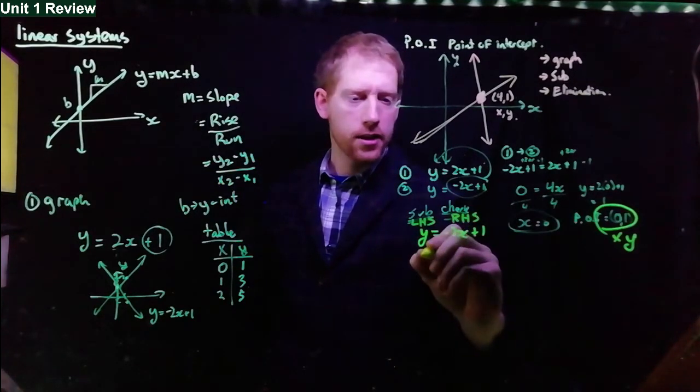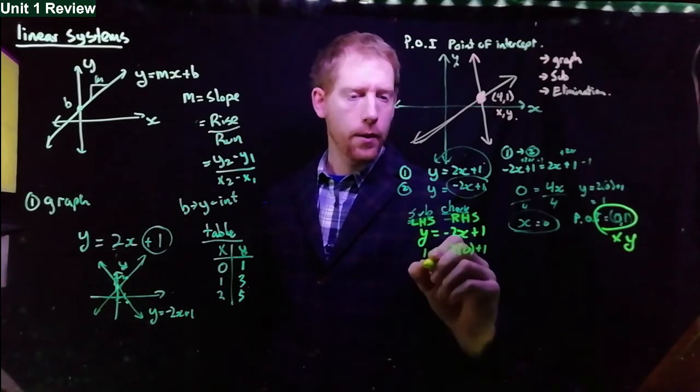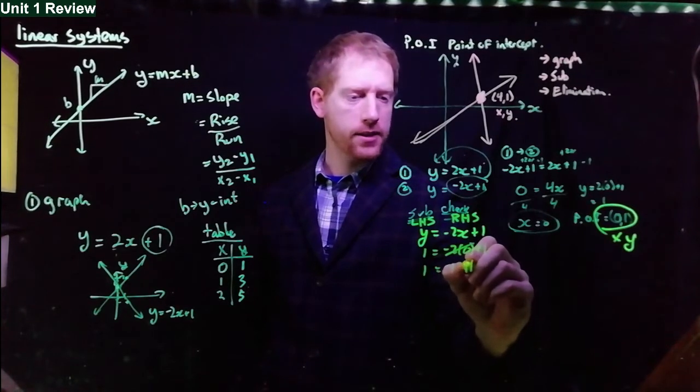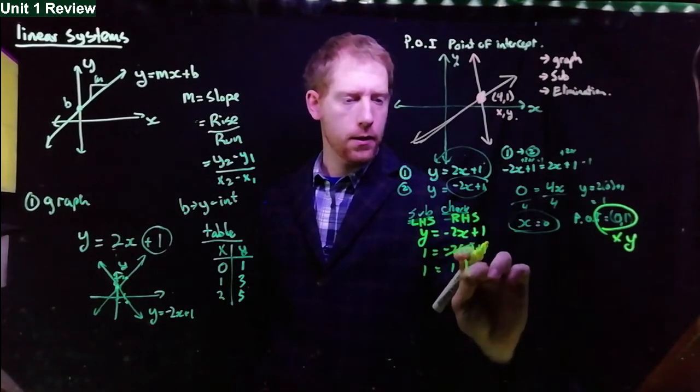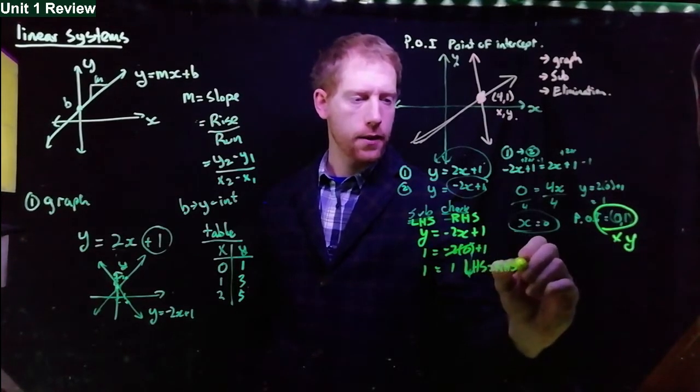So we would say, does 1 equal negative 2 times 0 plus 1? Well, 1, and this equals 0, 1. Left-hand side, the left-hand side is equal to the right-hand side, therefore it's right.